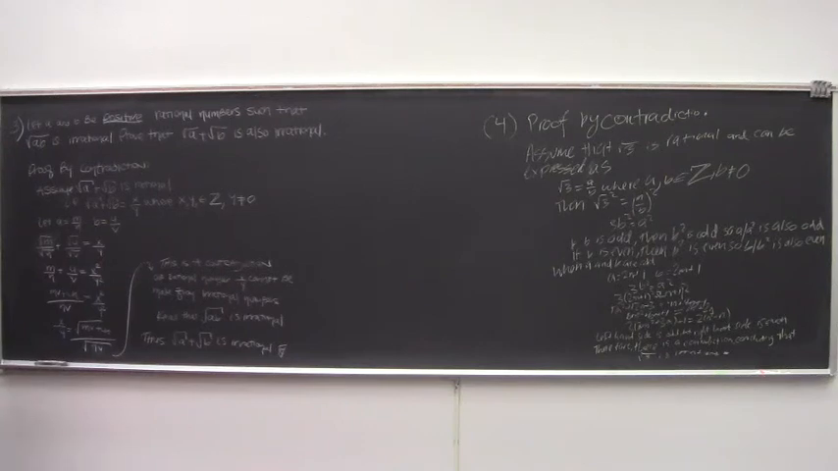Okay, so let's get to it. Number 3: let a and b be positive rational numbers such that the square root of ab is irrational. Prove that root a plus root b must also be irrational.